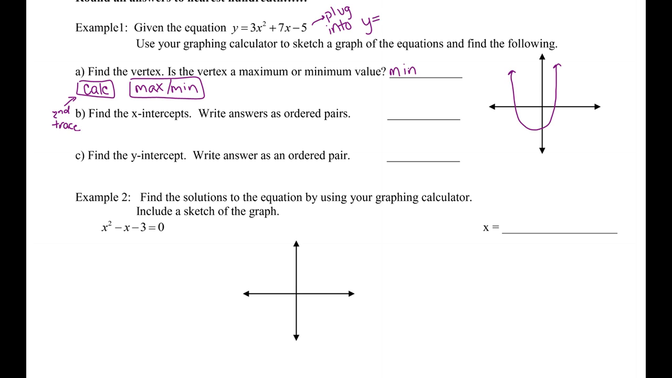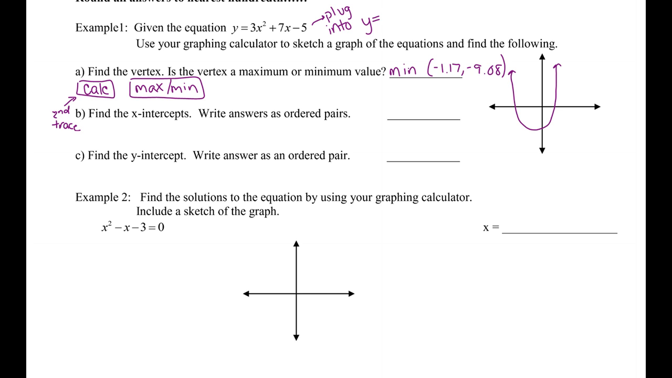twice. At the bottom of your screen, you should see that x is equal to negative 1.17 and y is equal to negative 9.08. That gives us the ordered pair of our vertex.